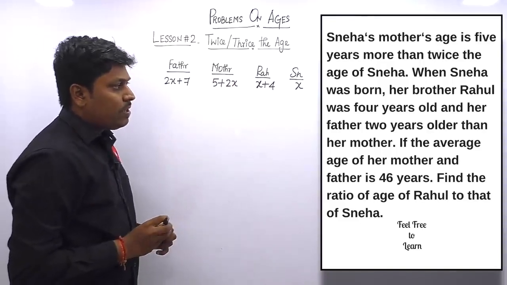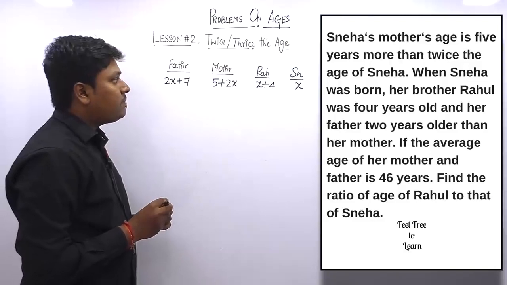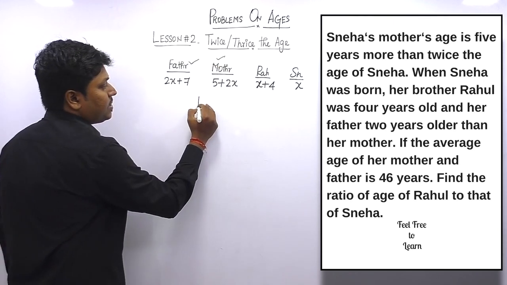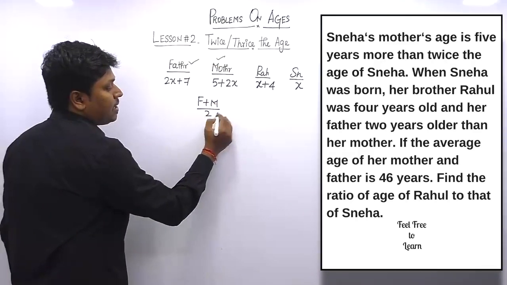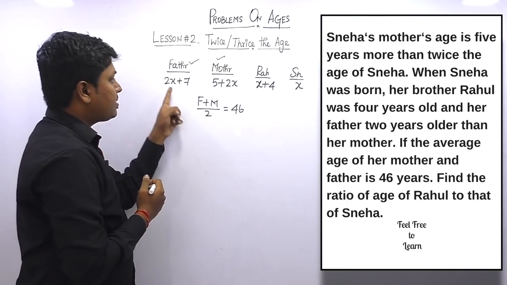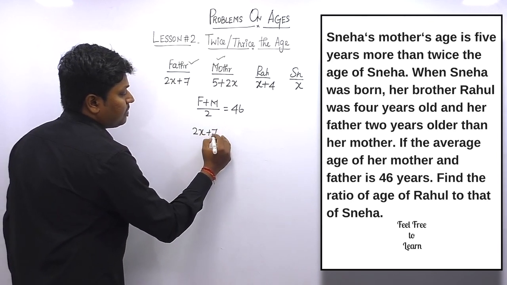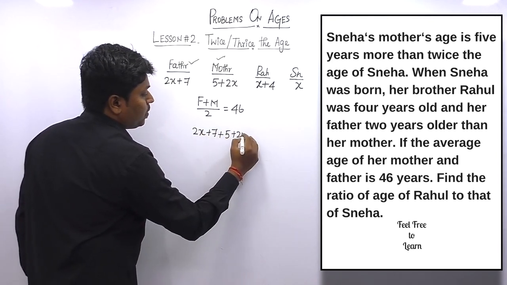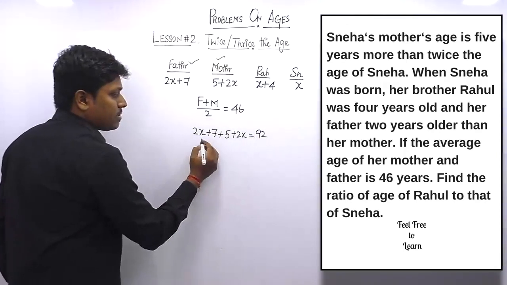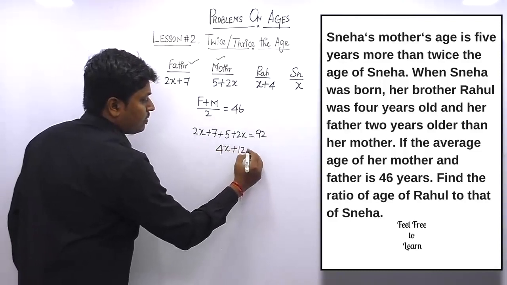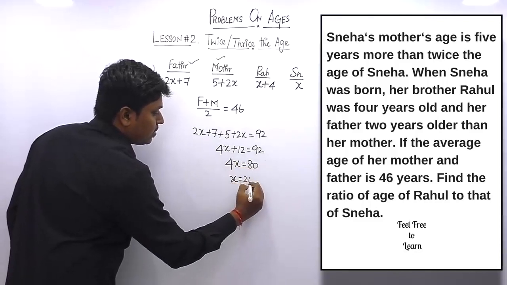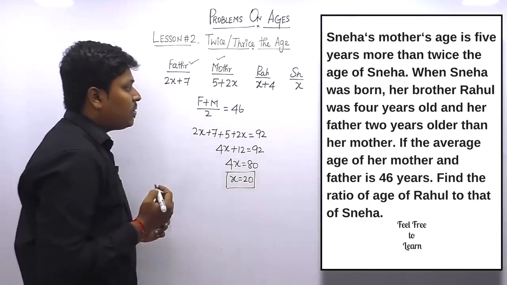Okay, what is the next point? If the average age of our mother and father, so mother and father's average age is 46, right? Got it, friends? Average age of 2 persons, so divide by 2 is equal to 46. Let me substitute father 2x plus 7 and mother 5 plus 2x is equal to 46 into 2, which is 92. So this can be written as 4x plus 12 is equal to 92. So 4x is equal to 80. So x is equal to 20. So finally we got the value of x is equal to 20.